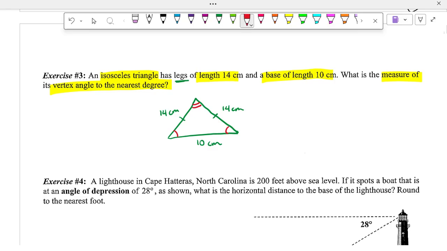Now, you can't really use trig for an isosceles triangle, at least not with what we've learned currently. But can't we make a right triangle somewhere? How do you think? We could cut it down the center. All right, so let's say that we cut it right down the center to form a right triangle. So that means this would be 5 and this would be 5.